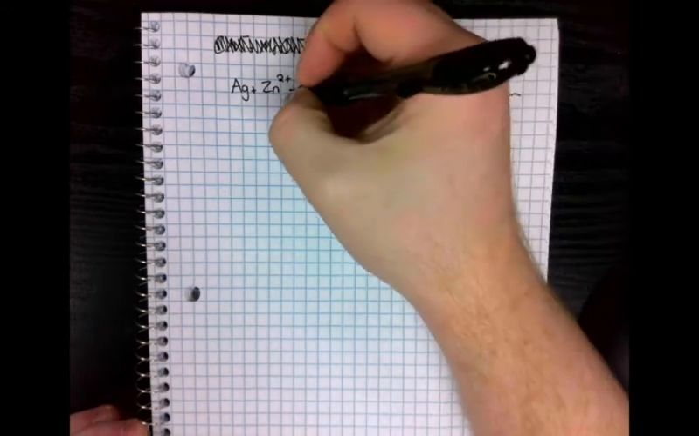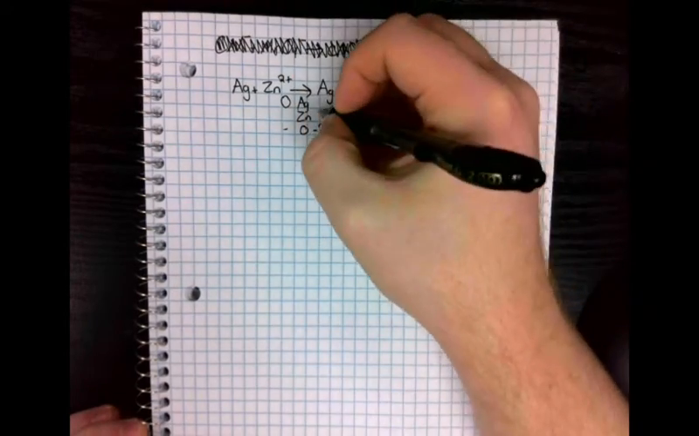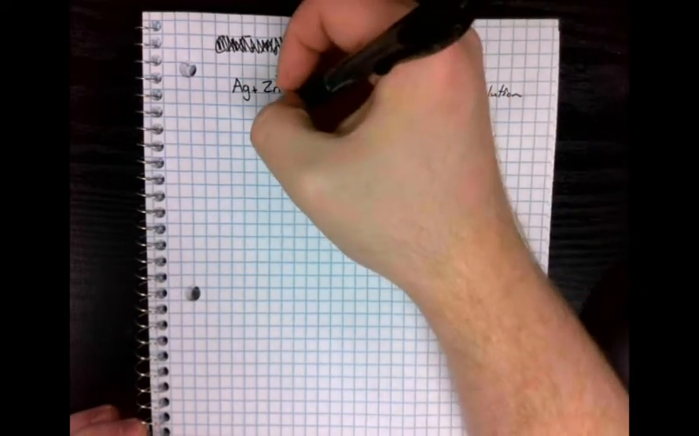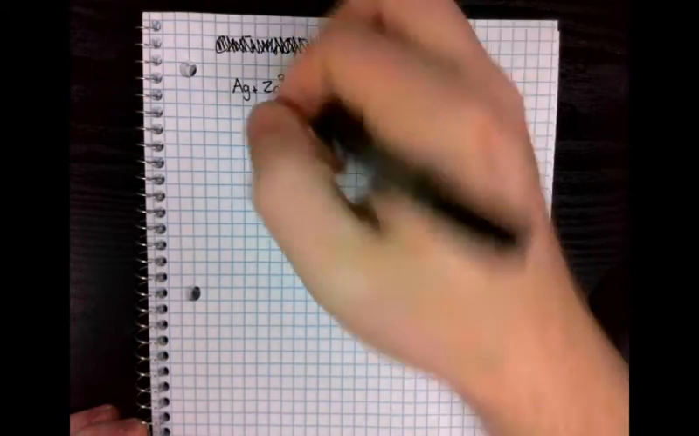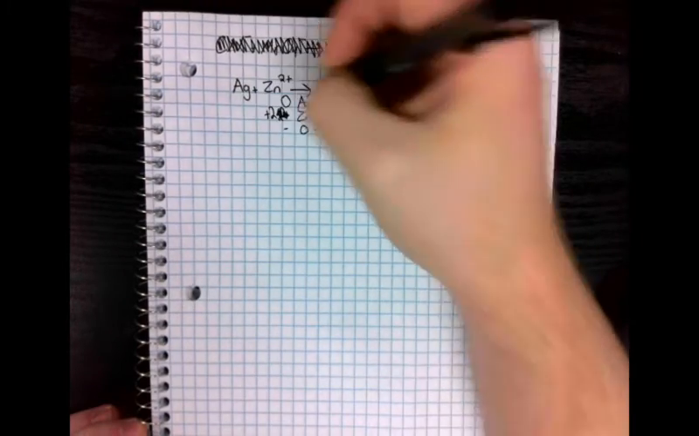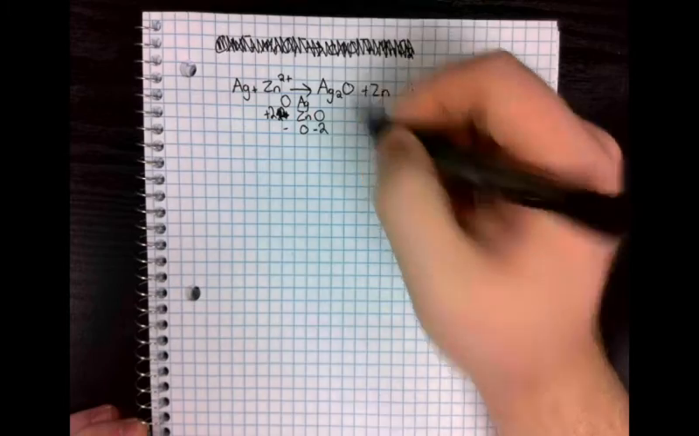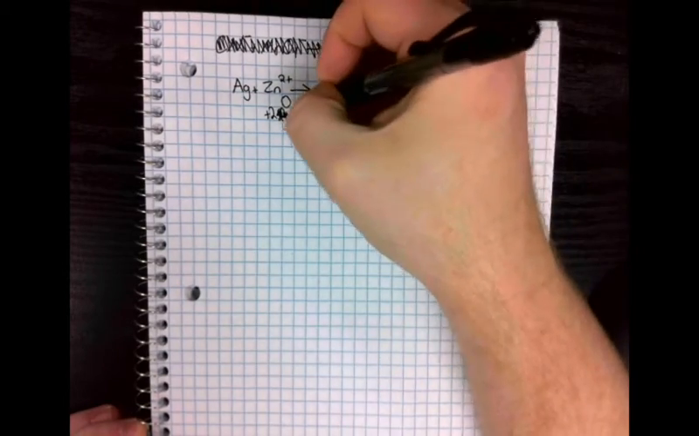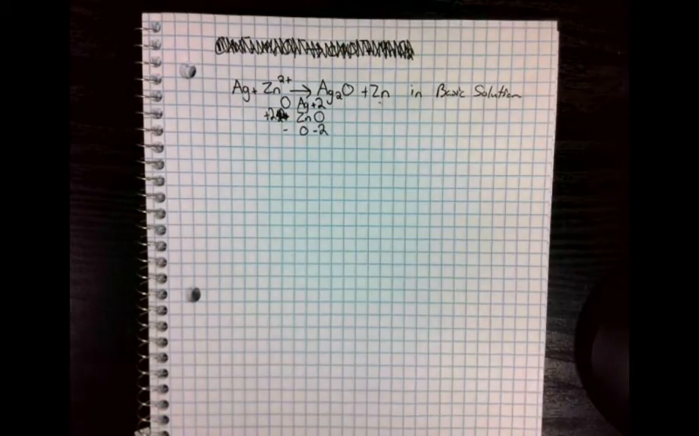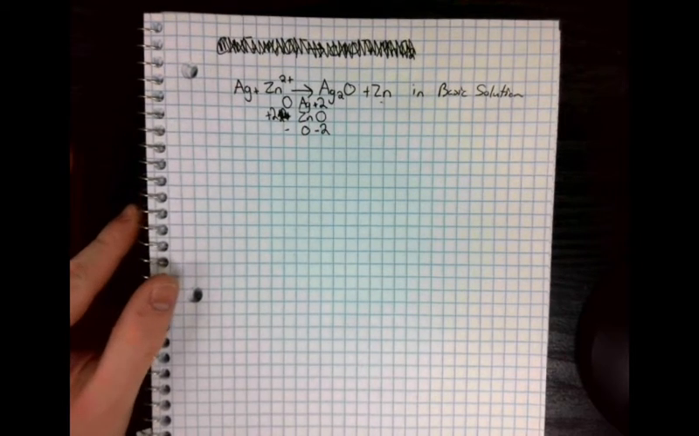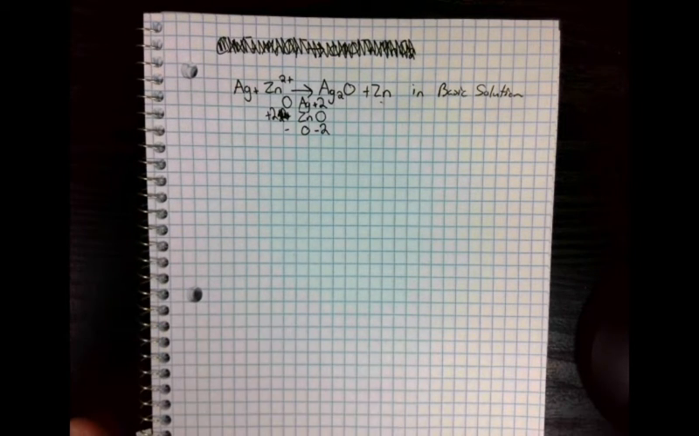Over here, Ag is by itself, so that's 0. Zn's by itself, so that's 0. Zn has a 2+, so that's a +2. And Ag has two of them with one O. O is -2, so that must be a +2. All right, we hopefully are feeling pretty good about that. We've been doing that a lot this chapter.